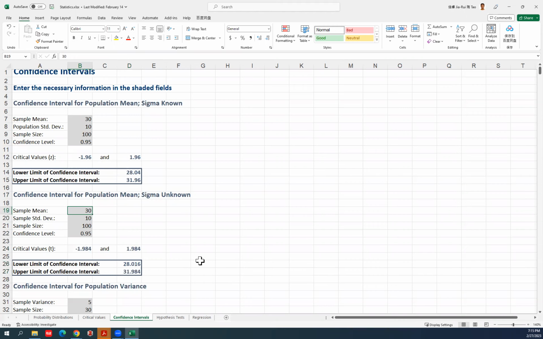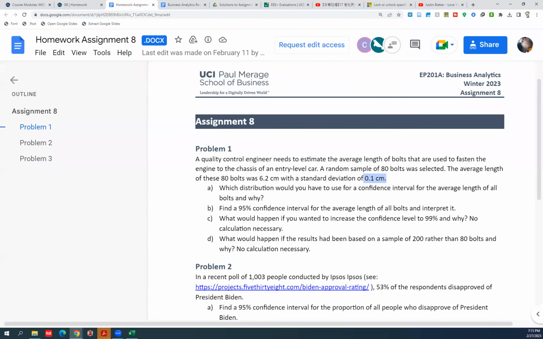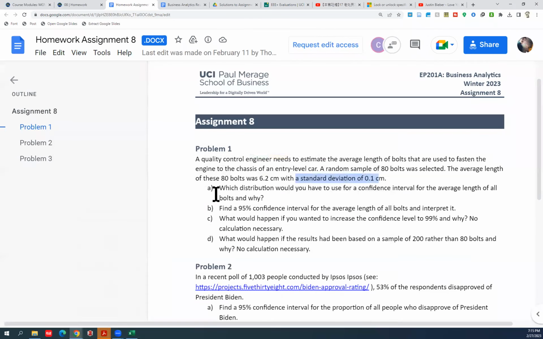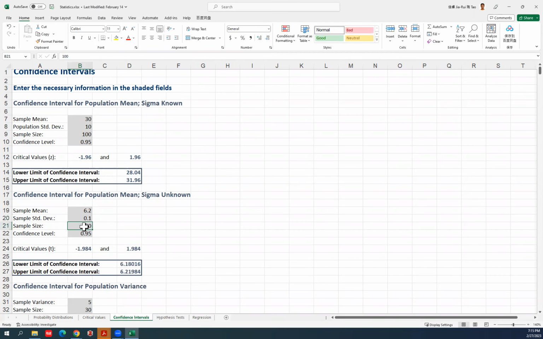We are already given the sample mean, right? I remember it was 6.2, and the standard deviation, that's the sample standard deviation, is 0.1. So we would put 6.2 and 0.1 here. Remember here we also have the sample size to take care of, which is 80. That's the number of observations we have.